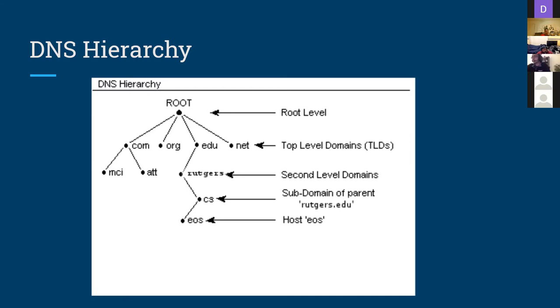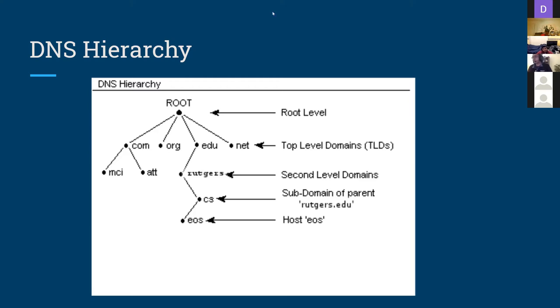Then it'll route you to the CS name server, which will then finally route you to your iLab machine, Python, which you can see displayed in this graph here. At that point, you'll know what python.cs.rutgers.edu's IP address is. At the last host, it'll be able to tell you what IP address it's advertising.